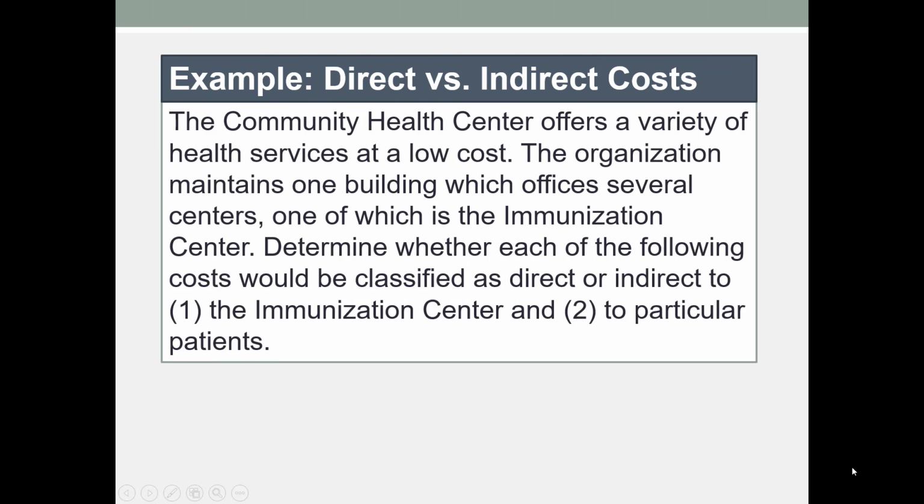A community health center offers a variety of health services at a low cost. The organization maintains one building which offices several centers, one of which is the Immunization Center. Determine whether each of the following costs would be classified as direct or indirect to the Immunization Center and to particular patients. So we have a center that has an immunization center, maybe an outpatient surgery, different centers, and they do have one building, and we are looking at two cost objects here: the center itself and particular patients.